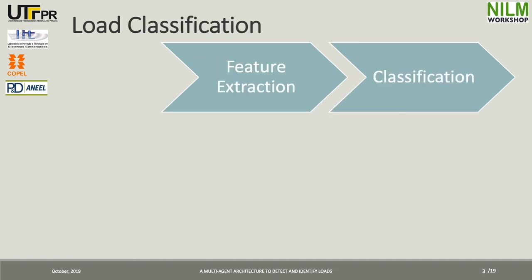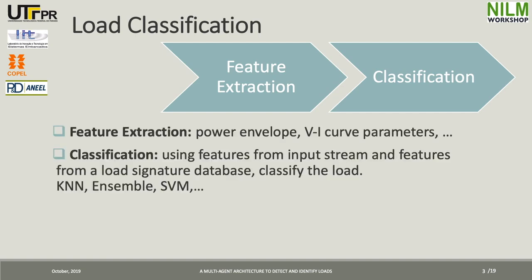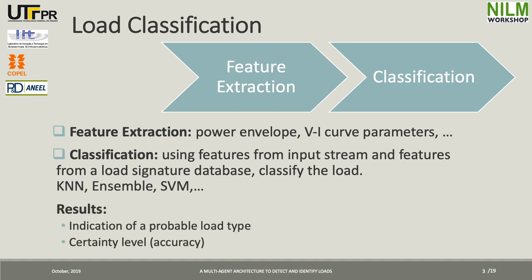Then we move to the second sort of agents. They are, again, feature extraction and classification. It's a different type of feature extraction this time, because now we are interested in classifying the load. So feature extraction in this case may be the power envelope, may be the VI curve, and so on. And the classification can be something like K nearest neighbors, or the ensemble, or the SVM. The result of this sort of agent is an indication of a probable load type, and again a certainty level.